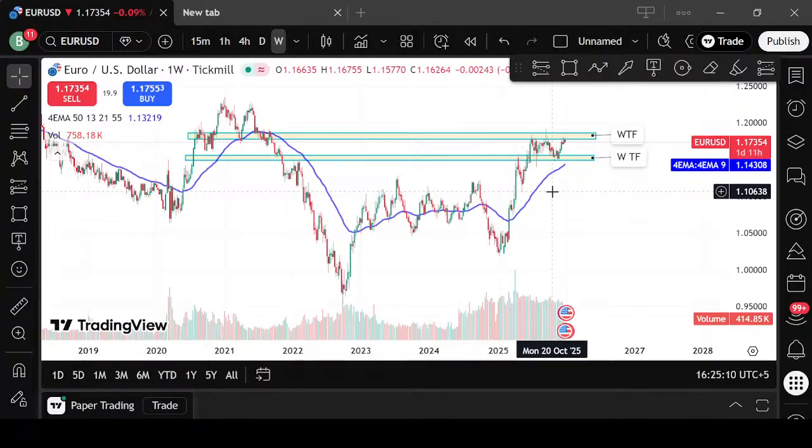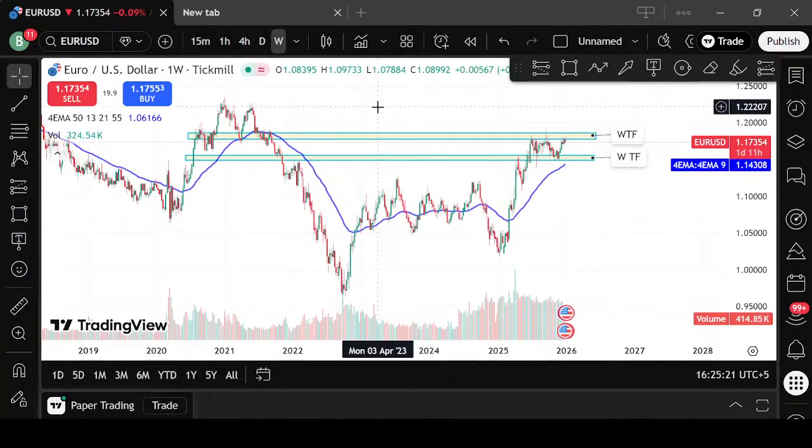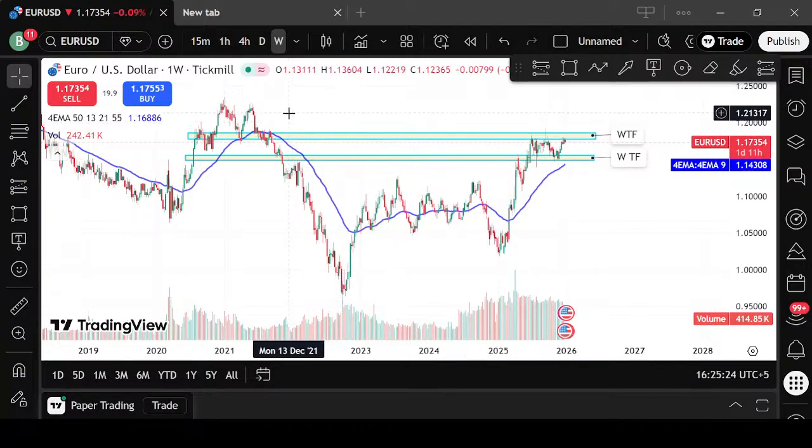Now we have to draw one more support and resistance area, because if price breaks above from here or below, that's what will happen. Let me see if the live is clear or not. Okay, I think all is okay. Very good. Everything is fine.